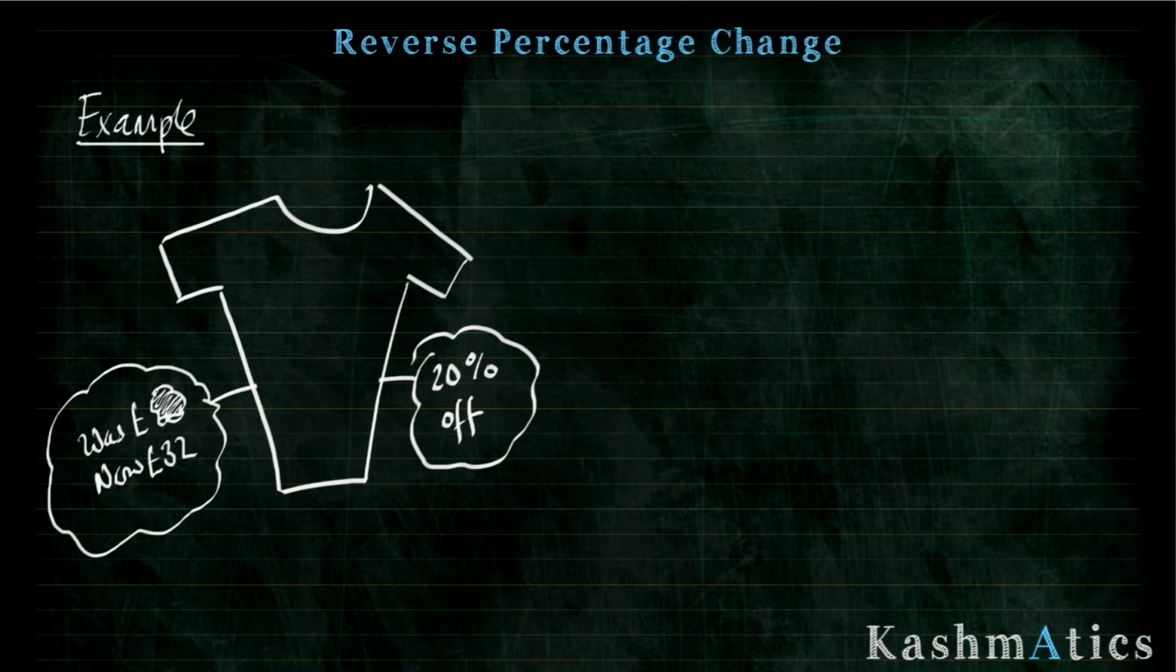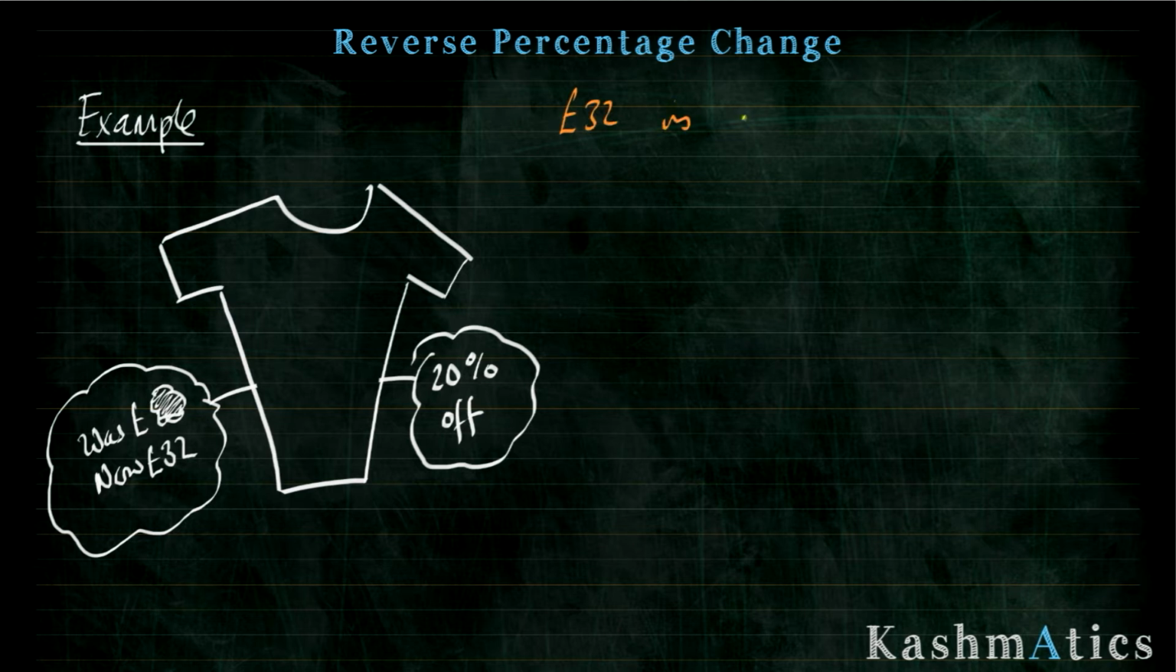Now a common mistake that people make is just to add 20% onto £32 to get the original price, and that would be wrong. The reason why it's wrong is because when 20% was taken off the price, it was taken off the original price. So by increasing £32 by 20%, you're not actually going to get back to the original price. Now the way to think about it is this.